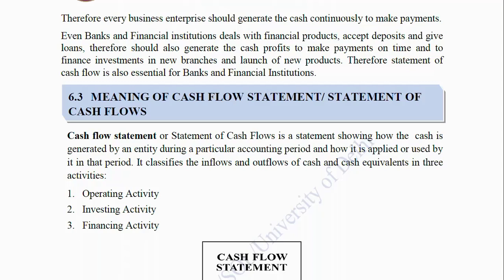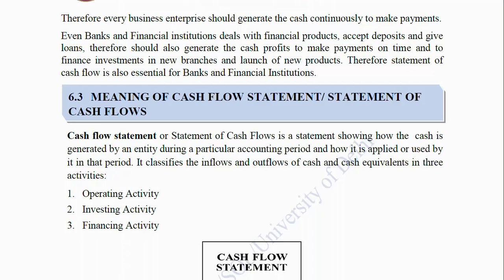Even banks and financial institutions deal with financial products, accept deposits and give loans. Therefore, they should also generate cash profits to make payments on time and to finance investments in new branches and launch new products. Therefore, statement of cash flow is also essential for banks and financial institutions.